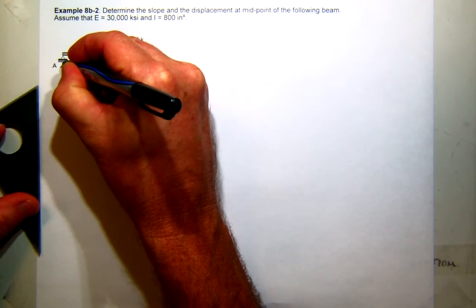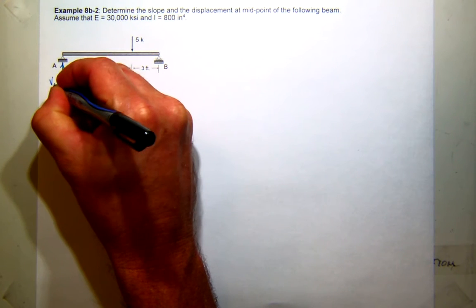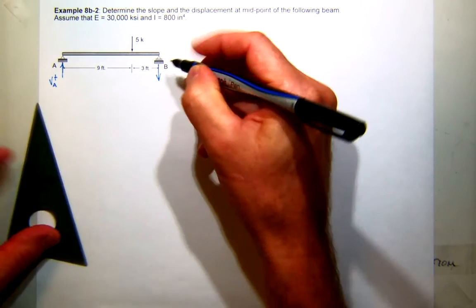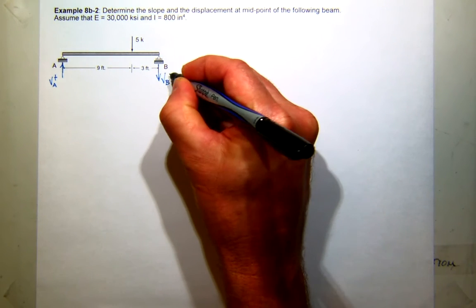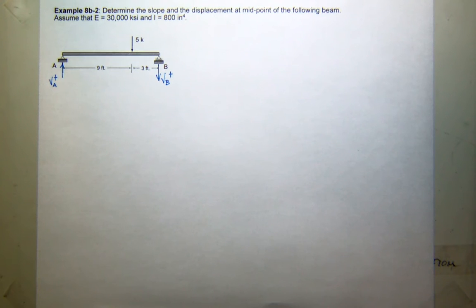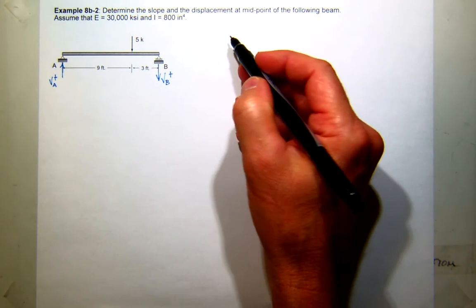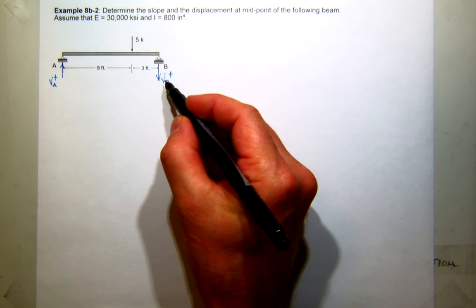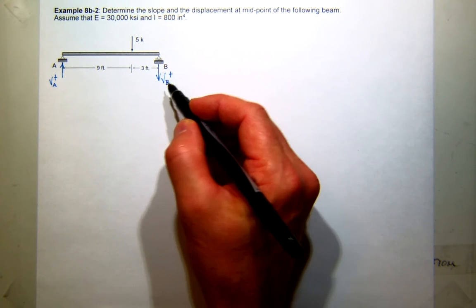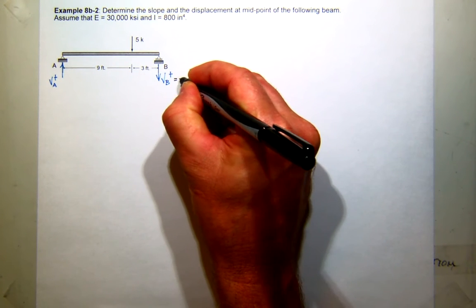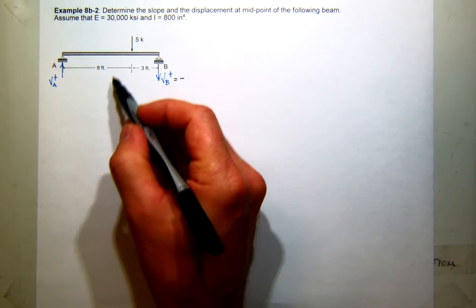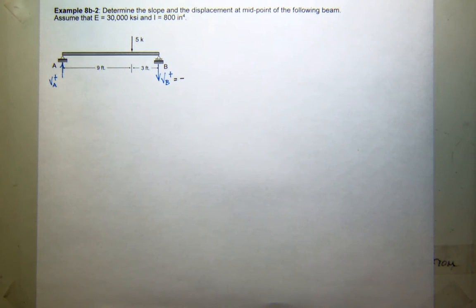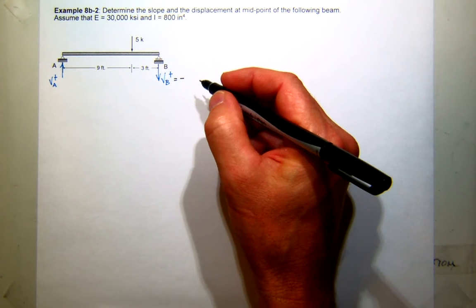So I'm going to assume that I have positive shear at A and positive shear at B. I'm going to slide this over to the side a little bit. Let's see. The reaction at B is going to be negative, and it should be 45 divided by 12. What's 45 divided by 12? 3.75.